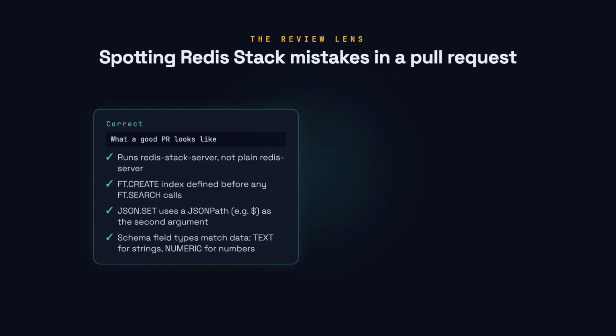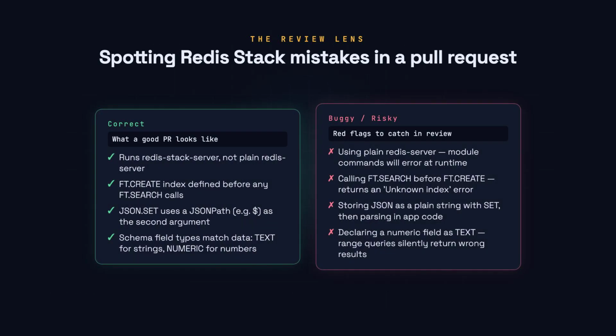When reviewing a PR that uses Redis Stack, check 4 things. Is the right server binary used? Is the index created before it is queried? Is JSON.SET used with a JSON path? And do the schema field types actually match the data being indexed?